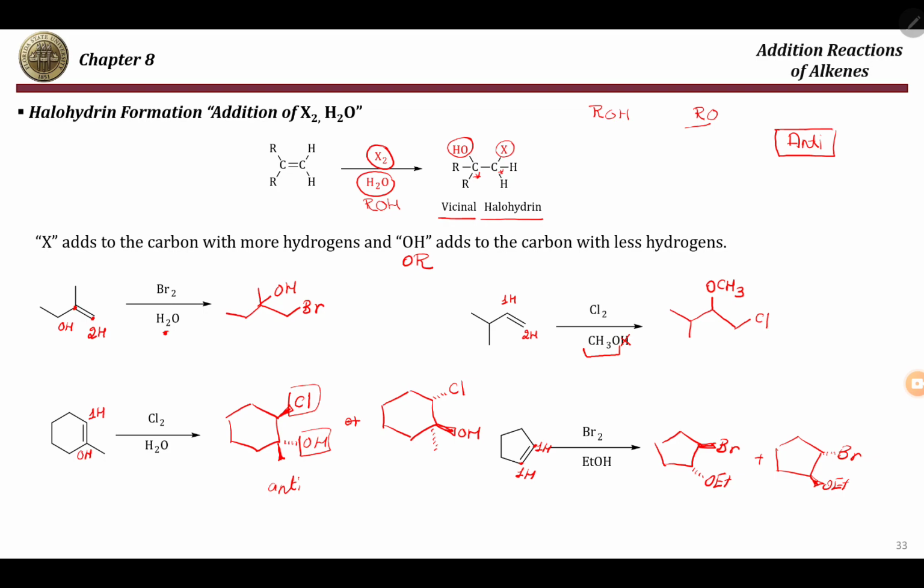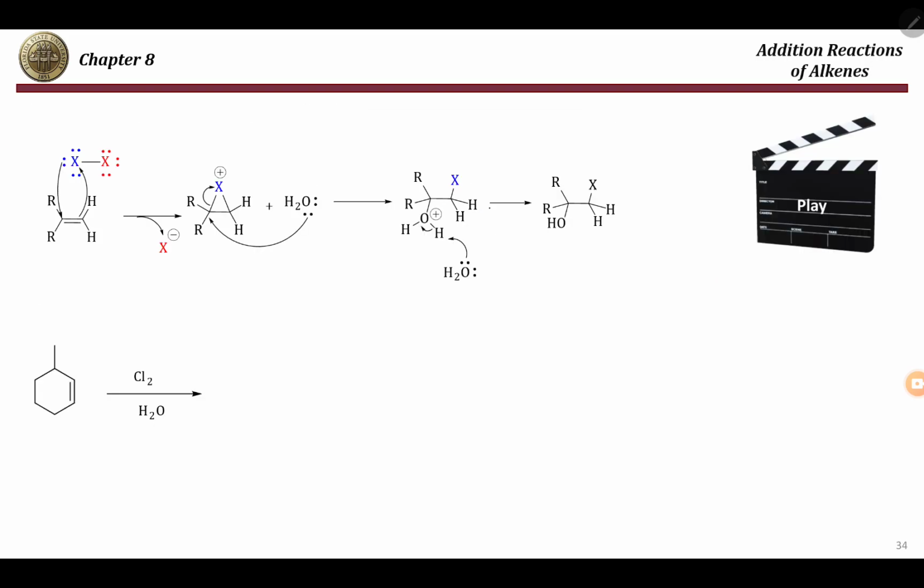As we will see in the mechanism, there is no carbocation. That's why there is no need to look for rearrangement. You just have to apply the rule by adding again X to the carbon with more hydrogens, and OH or OR to the carbon with less hydrogens. Let's take a look at the mechanism.